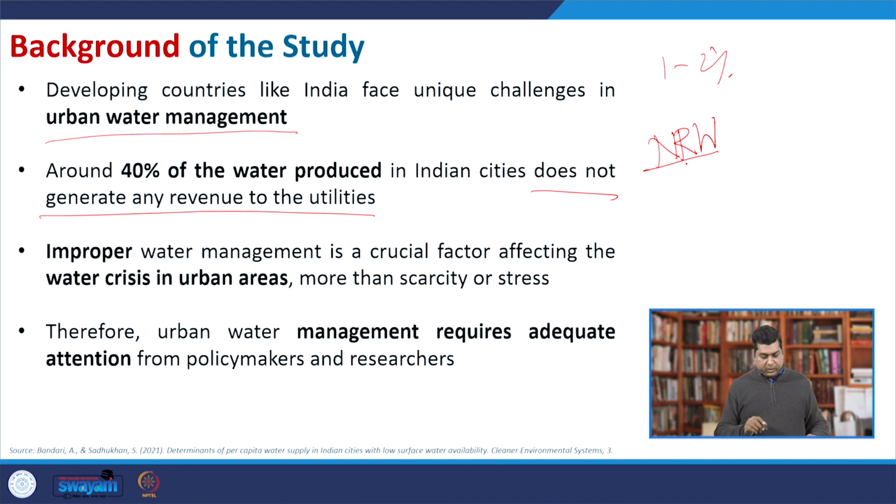So improper water management is a crucial factor affecting the water crisis in urban areas, more than the scarcity or stress. Even if you have the water, we need proper management. Therefore, urban water management requires adequate attention from policymakers and researchers, because out of the research, when you develop certain strategy, come up with certain decision or maybe some input, it can finally evolve as policy.